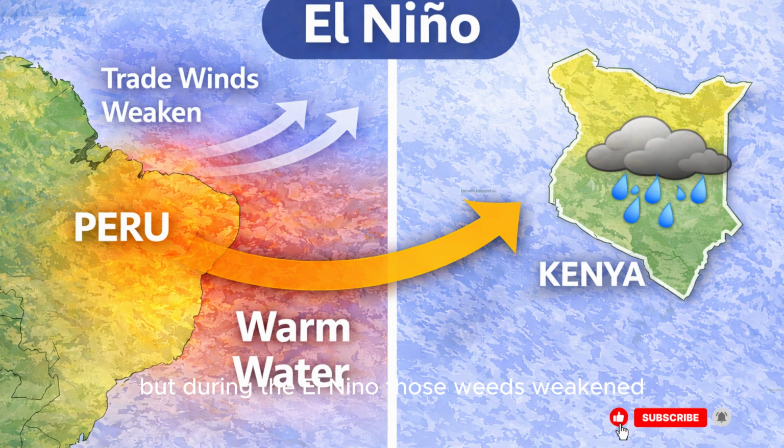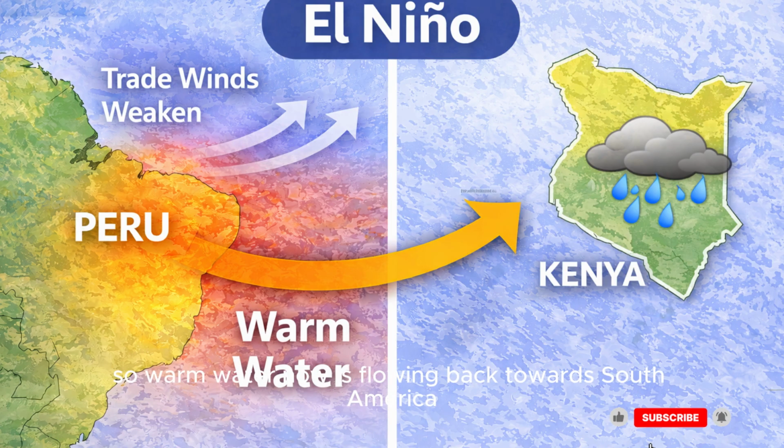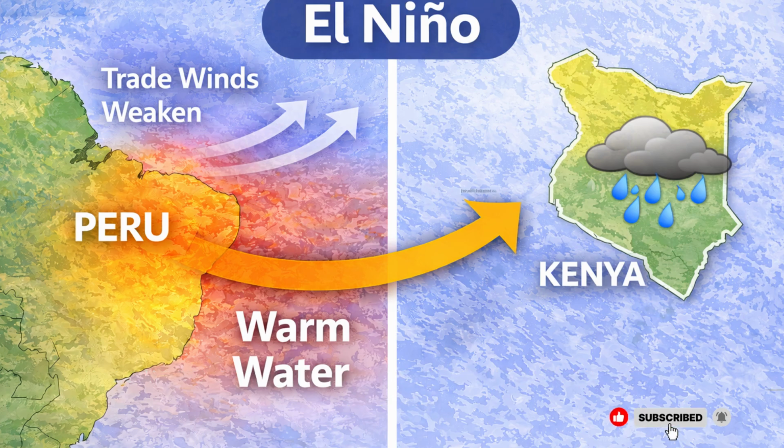But during the El Nino, those winds weaken. So warm water now flows back towards South America. Suddenly the ocean near Peru heats up, and when the water heats up, air is also rising and rain is shifting.